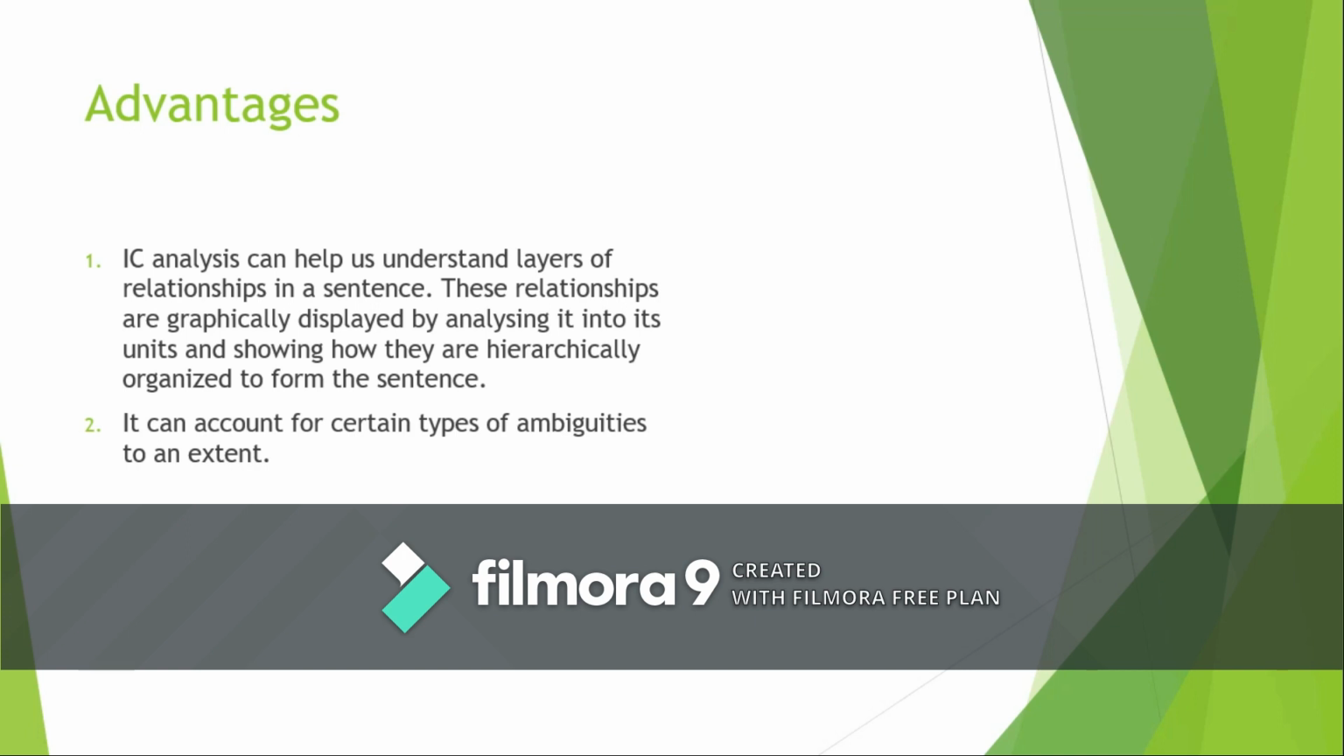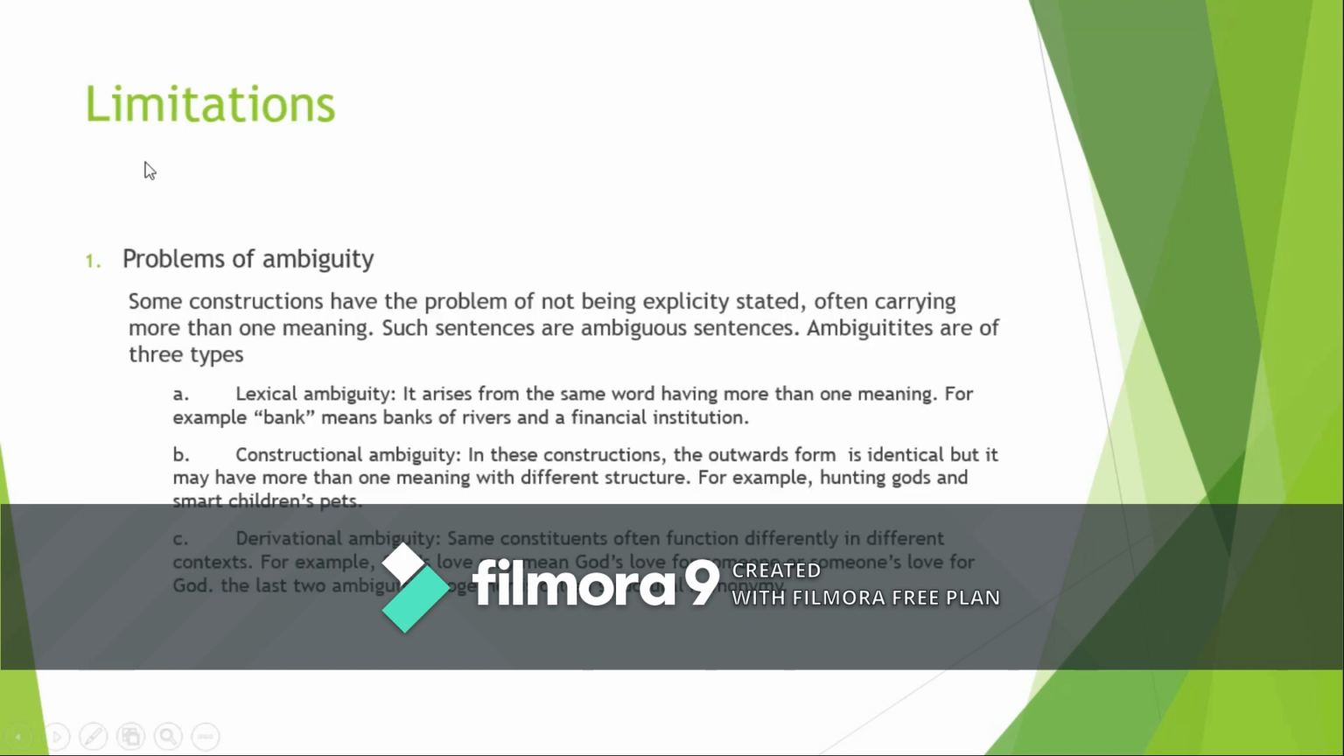Although IC analysis has only two advantages, it has 10 limitations. So that is what we are going to look at now. First limitation is the problem of ambiguity. So our second advantage and first limitation are both ambiguity. Although IC analysis can account for some kinds of ambiguity, certain constructions still have some problem. IC cannot actually deal with these kinds of ambiguities. Before going into that, let's look at three types of ambiguities.